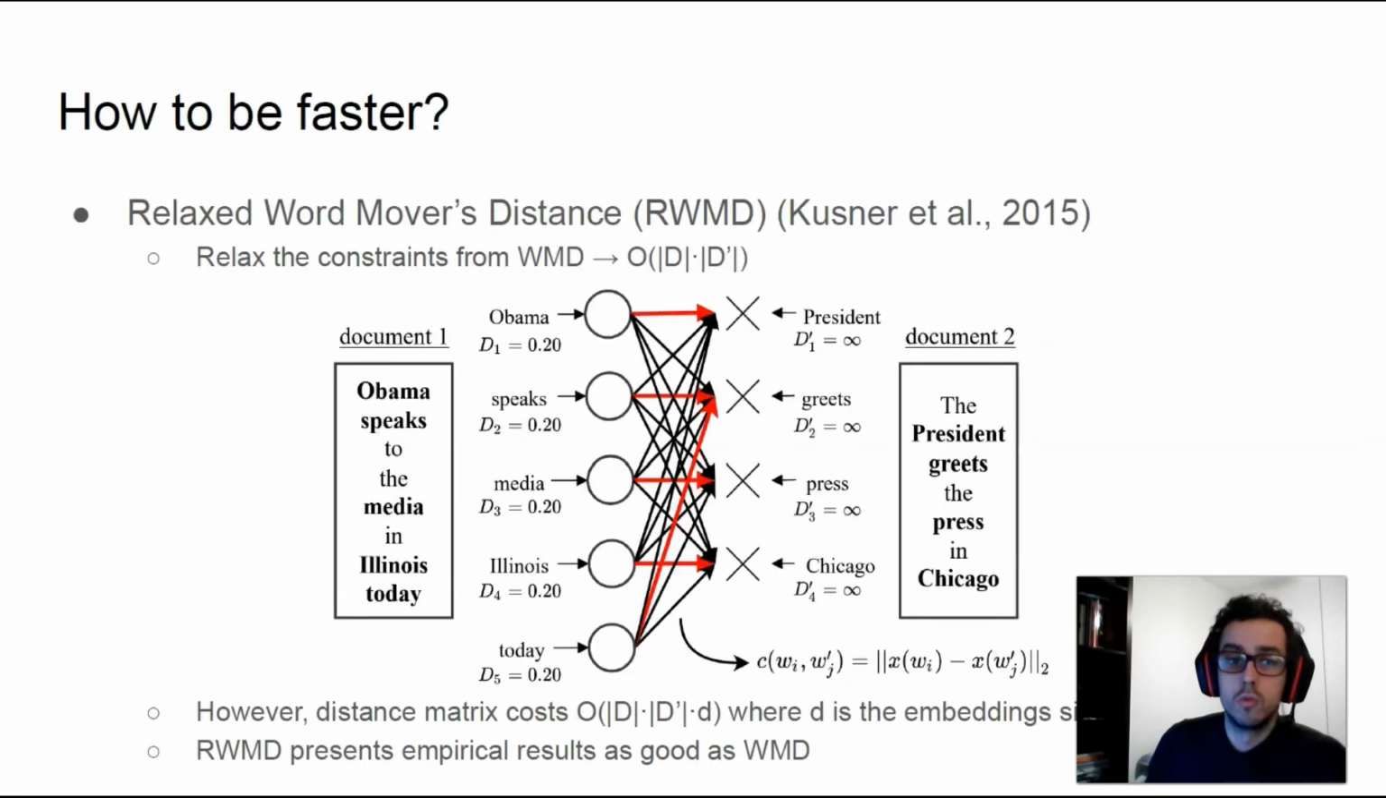The first one to do this was Kusner himself. He proposed the Relaxed Word Mover's Distance, or RWMD. This is the relaxed version of the WMD, such that the problem transforms into, for each token in document 1, finding the nearest one in document 2. This decreases the time complexity from supercubic to quadratic. However, this is overshadowed by the fact that we have to first compute the distance between all the embeddings. And it's also important to notice that the RWMD presents results as good as the WMD.